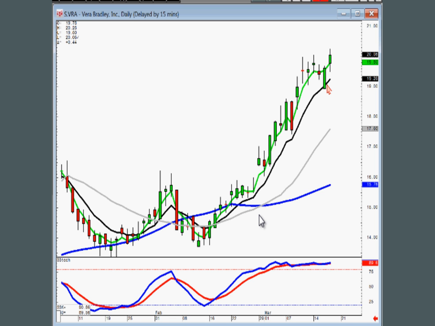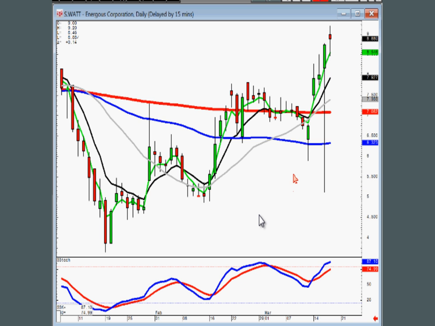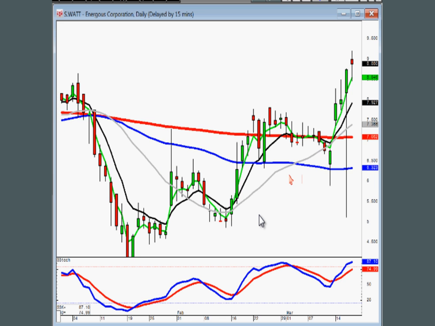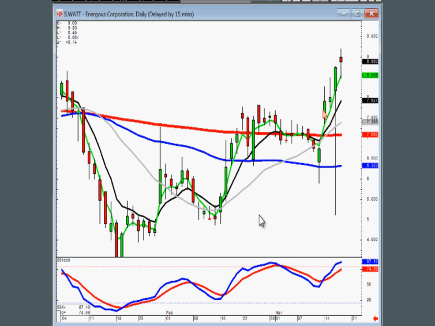So notice what happened. They opened it down here. They couldn't close it below the T line, did a belt hold type signal. You're still in an uptrend on VRA. We recommended Watt. Watt did more of a doji gap up. You stay long on this one.